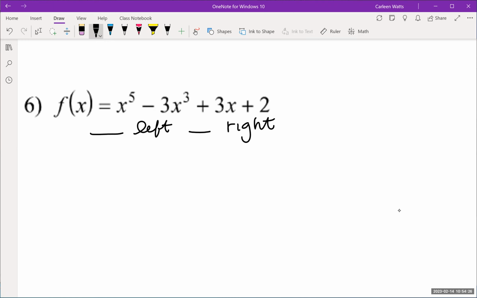Notice no negatives. Correct. Anyone else? So it looks like this, right? Fall, left, rise, right.